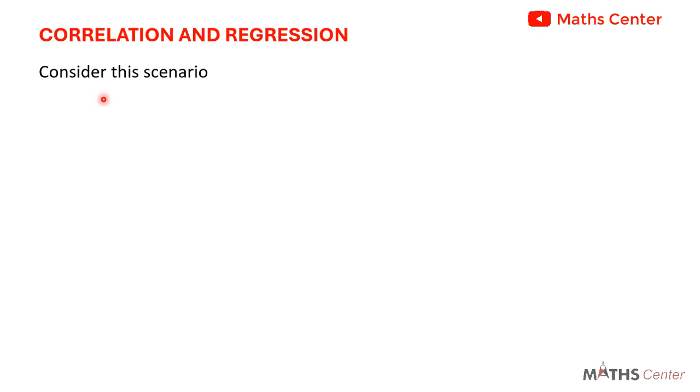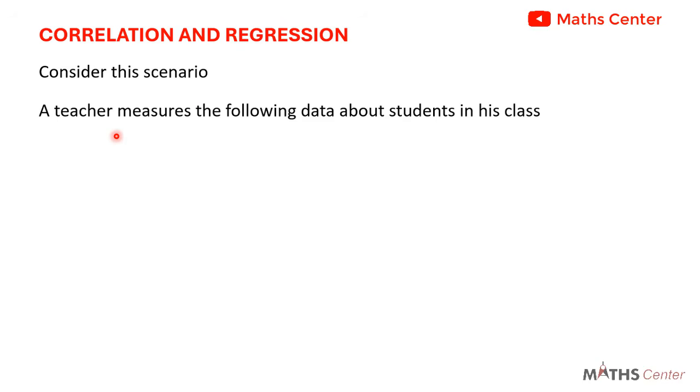To do that, let's consider this scenario. A teacher measures the following data about students in his class. So a teacher goes to his class and he measures the following data. The first one is their ages and height. So let's assume that the teacher has 20 students in his class.